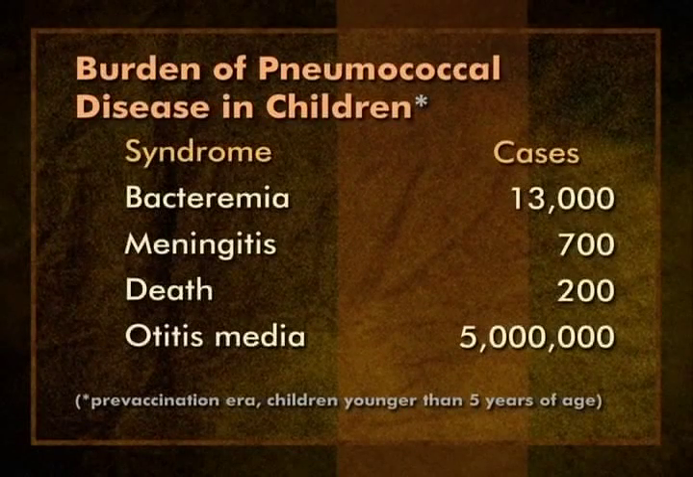The burden of pneumococcal disease among children younger than 5 years of age is significant. In the pre-vaccination era, an estimated 17,000 cases of invasive disease occurred each year. 13,000 of these were bacteremia without a known site of infection, and about 700 were cases of meningitis. An estimated 200 children died every year as a result of invasive pneumococcal disease.